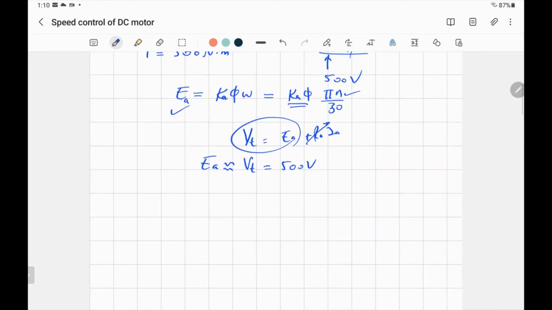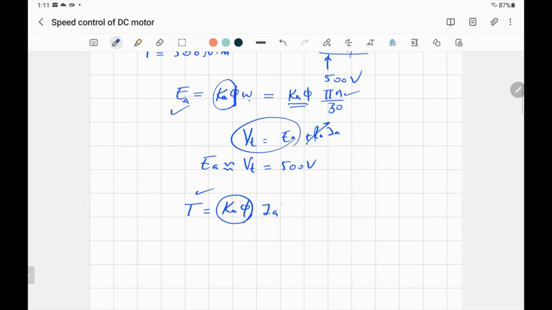The question is to find IA to support this torque. I know the torque is equal to Ka phi IA. I know the torque and I want to get IA, so I have to get Ka phi, the constant. How do I get Ka phi? From the other equation, with the speed and the voltage: EA is equal to Ka phi omega. I have omega, but I don't have EA. That's the technique.